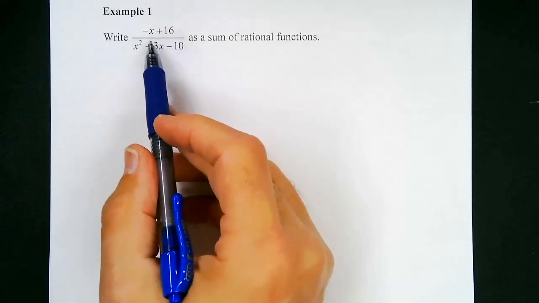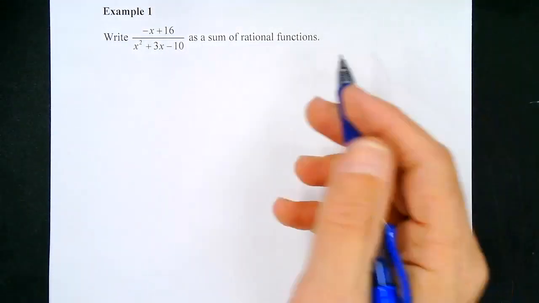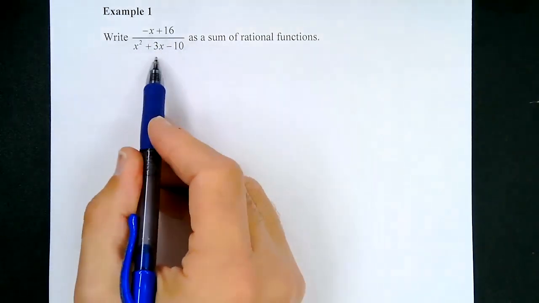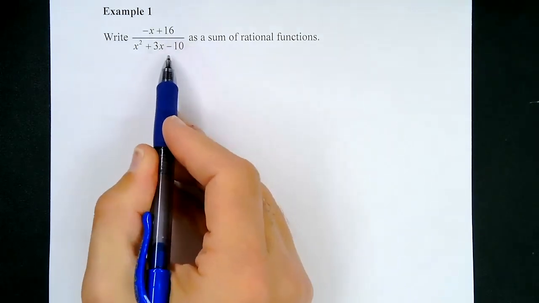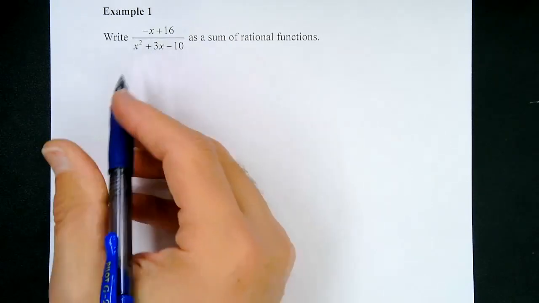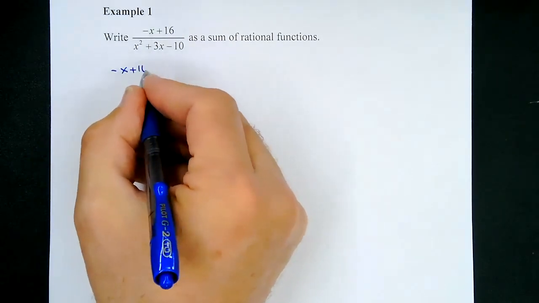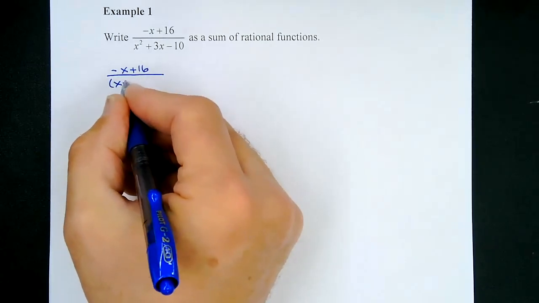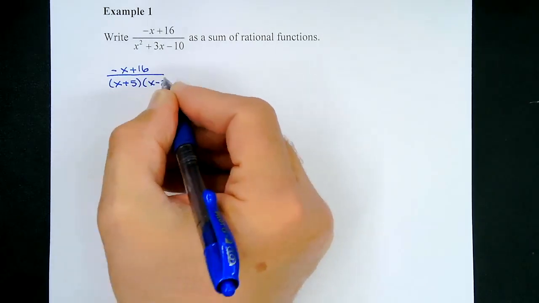Okay, so we want to write negative x plus 16 over x squared plus 3x minus 10 as a sum of rational functions, right? So we're going to need to factor this. When we factor this, we need to think about two numbers that multiply together to give you negative 10 and add to give you 3. So that'd be positive 5 and negative 2. So this negative x plus 16 over, and the denominator would become x plus 5 times x minus 2.